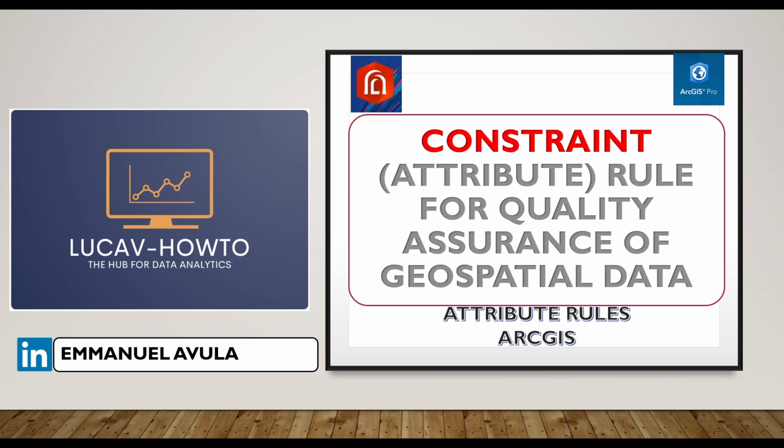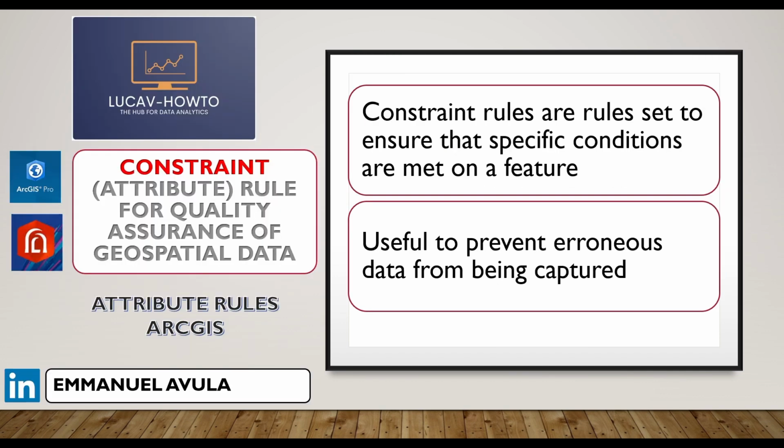In today's video, we want to talk about Constraint Attribute Rule, which is our fifth episode. In the past, we have dealt with other types of attribute rule. Today, we want to talk about Constraint Attribute Rule. So what is Constraint Attribute Rule? The Constraint Attribute Rule are sets of rules that ensure that specific conditions are met on our feature. It is useful for preventing erroneous data from being captured.